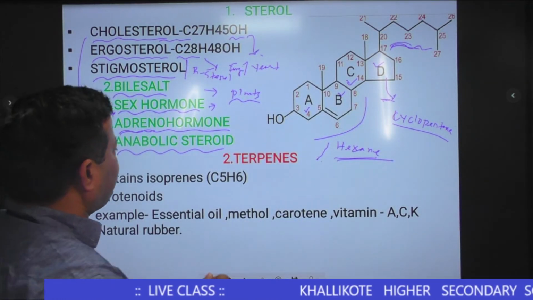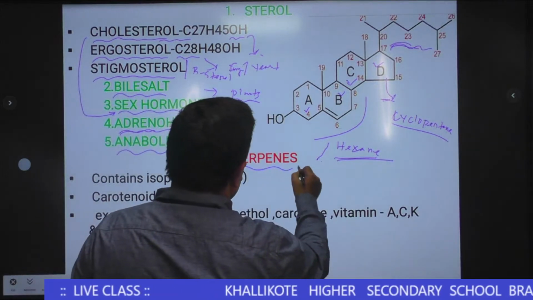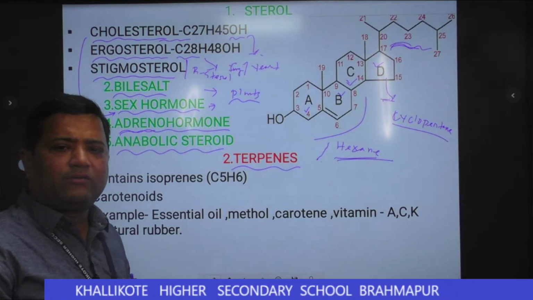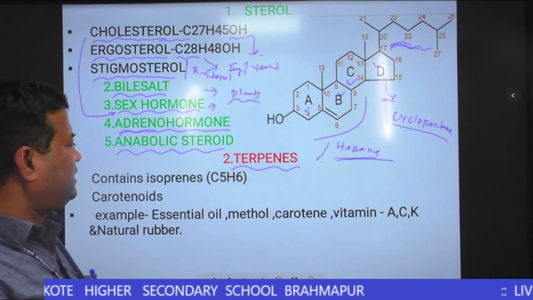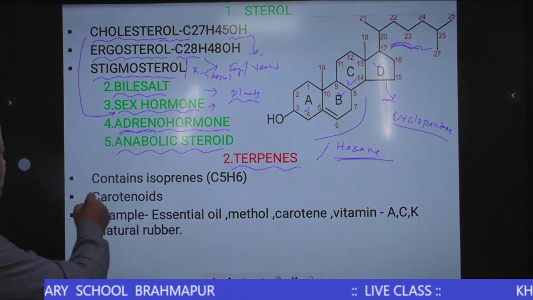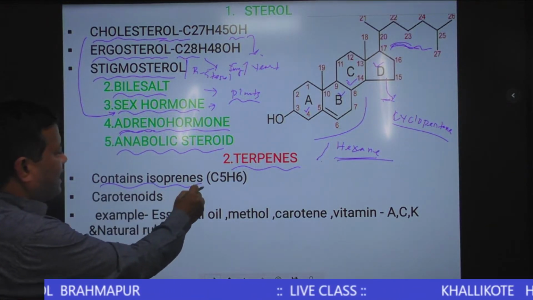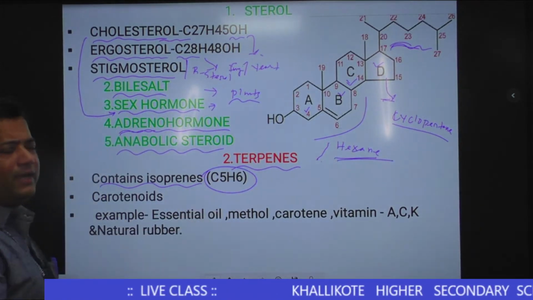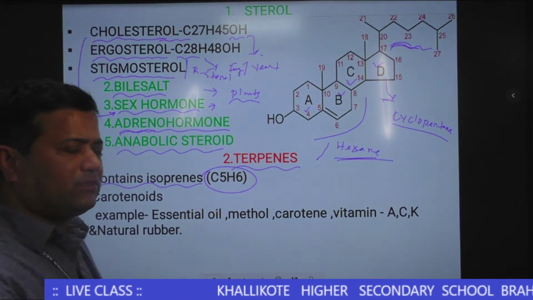Then the second type is terpenes. We have already said derived lipids are of two types: one is steroids, second is terpenes. Terpenes contain isoprenes. Isoprene is a compound whose molecular formula is C5H8.